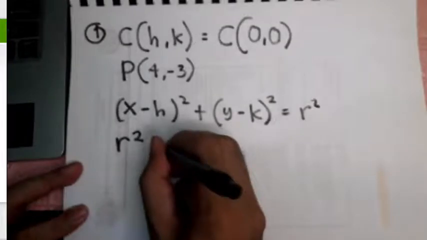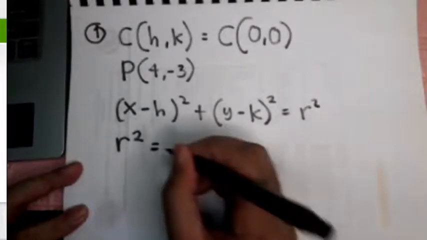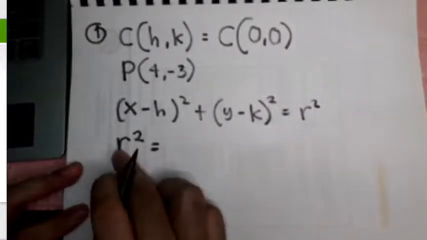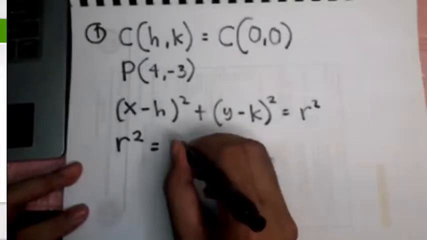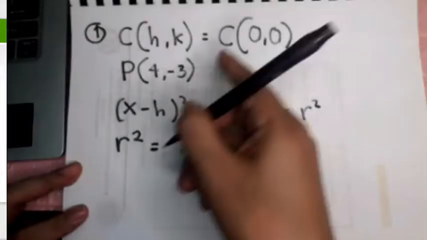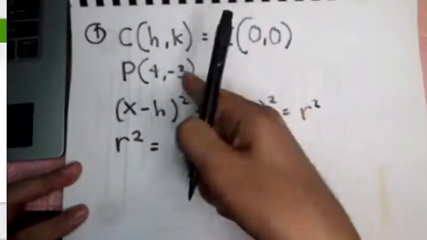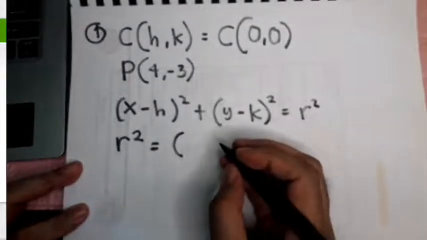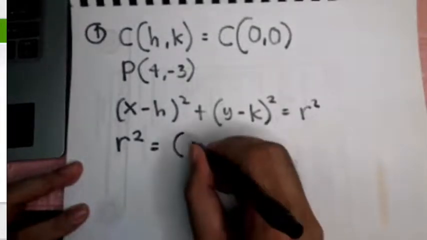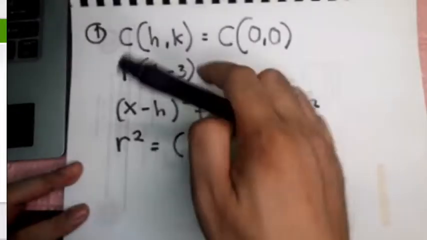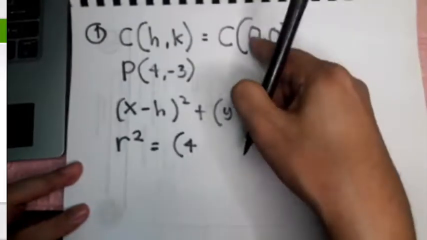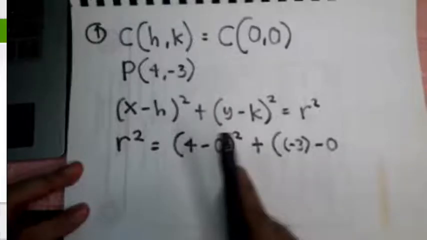So, let us use point 1 and point 2. What is the distance formula? Point 1 here, use the 4: 4 minus x1, x2, is 4 and 0, 4 minus 0, squared, plus negative 3. So use the negative 3 here, negative 3 minus 0. So x1, x2, y1, y2. So we have the distance formula.